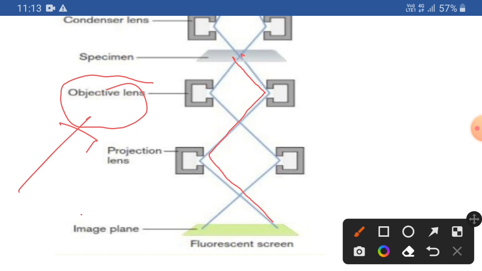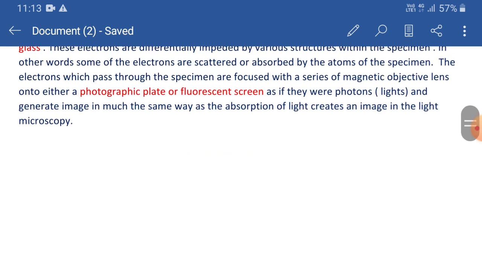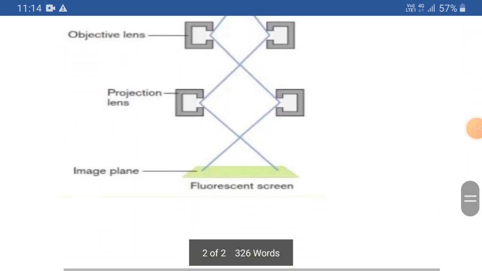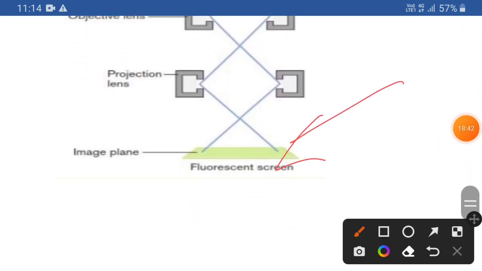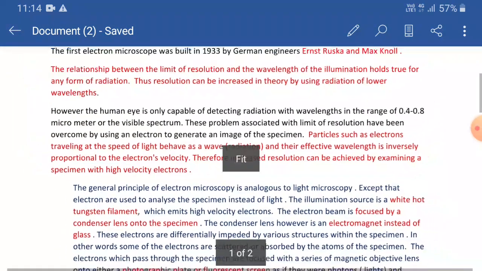As a result, it will go onto a fluorescent screen, which is our image source for electron microscopy, or we can also use a photographic plate. As we cannot visualize electrons, after the electrons fall on the fluorescent screen, a computer program will generate the image of the object for us. So that is the concept of the electron microscopy principle.